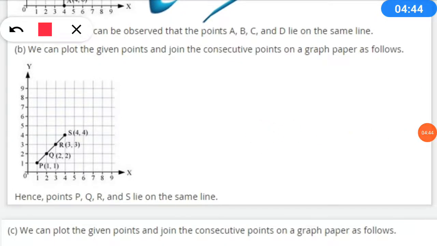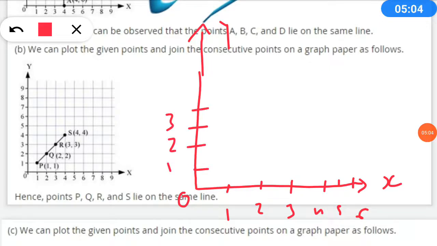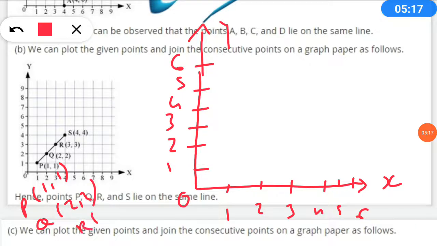So for the second graph we are going to draw the x-axis and the y-axis. This will be the x-axis and this will be the y-axis. Okay, here it will be the origin, then 1, 2, 3, 4, 5, 6, then here again 1, 2, 3, 4, 5, 6, like this we will mark. As we know that P is (1, 1), Q (2, 2), R (3, 3) and S (4, 4). So we will mark according to these coordinates.